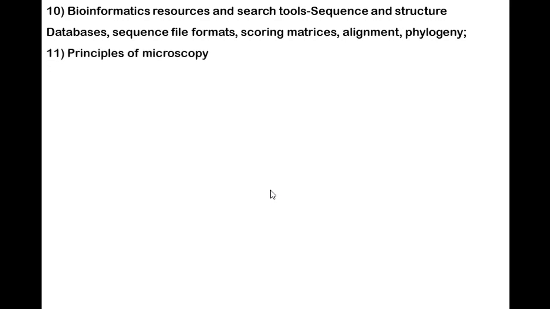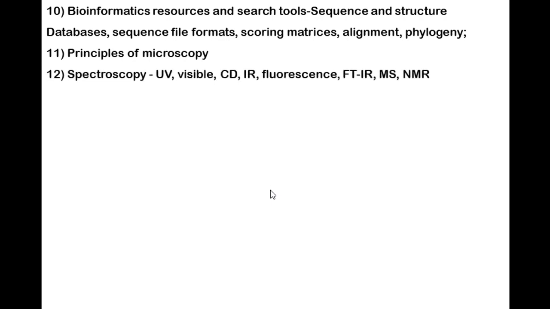Next is microscopy, all types of microscopy. Starting from light microscopy till TEM you need to know, and again you need to study the numericals or problems from microscopy. Next is spectroscopy. This includes UV-visible, CD, IR, fluorescence. Generally they will ask match-the-following type of questions only. So you need to know the principle and the function and application.